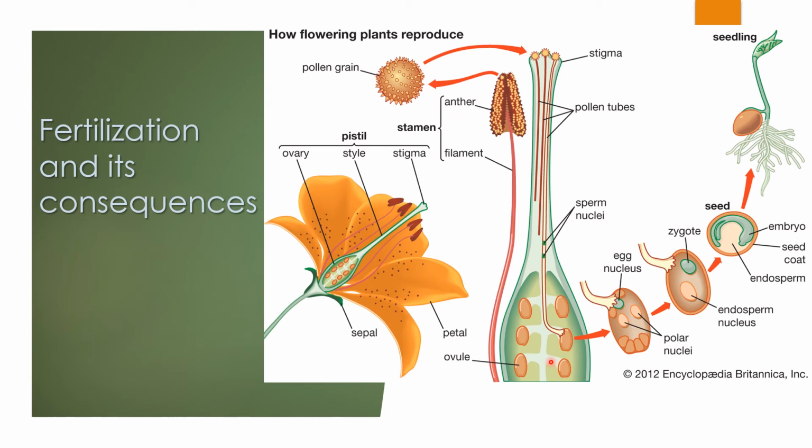Due to this fusion of the male gamete and the female gamete, a zygote is formed. So here the sperm nuclei are the male gametes and the egg nucleus is the female gamete or egg. See here, there are two sperm nuclei or two male gametes, of which one fuses with the egg nucleus or egg and produces the zygote, which develops into the embryo and then into the seedling.